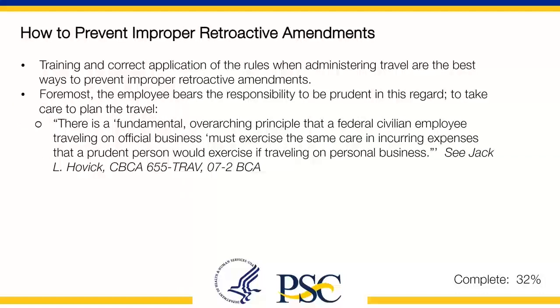Training and correct application of the rules when administering travel are the best ways to prevent improper retroactive amendments. Foremost, the employee bears the responsibility to be prudent in this regard, to take care to plan the travel. There is a fundamental, overarching principle that a federal civilian employee traveling on official business must exercise the same care in incurring expenses that a prudent person would exercise if traveling on personal business. See Jack L. Hovick, CBCA 655 Trav, 07-2 BCA.